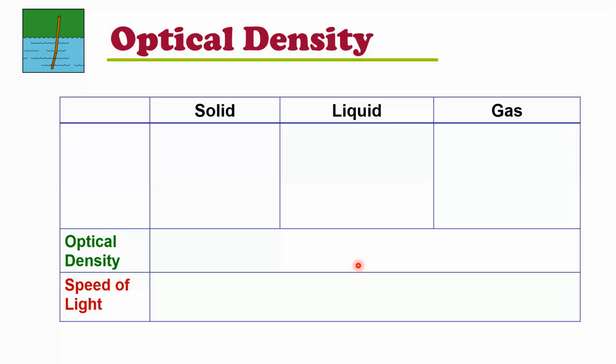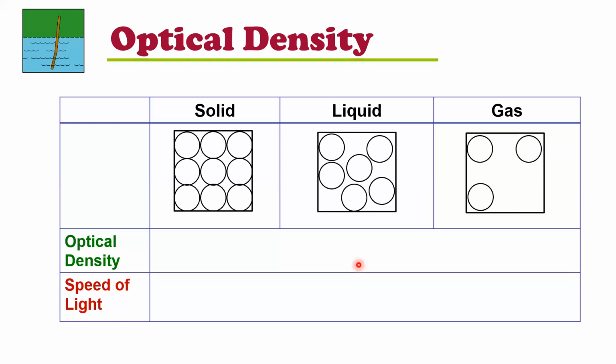Then we talk about the optical density of a medium. We need to use the word optical because this is in the chapter of light. We don't say this medium is denser than the other medium. We say that this medium is optically denser than the other medium. So we have three different types of media possible: solid, liquid, gas. You can visualize that in a solid there are a lot of particles closely packed. It is very hard for light to pass through it. We say that it is very optically dense.